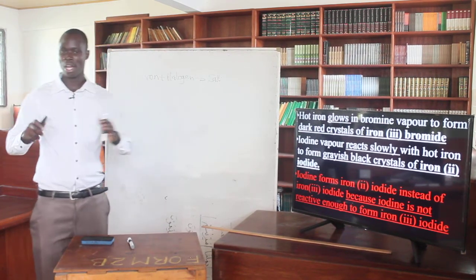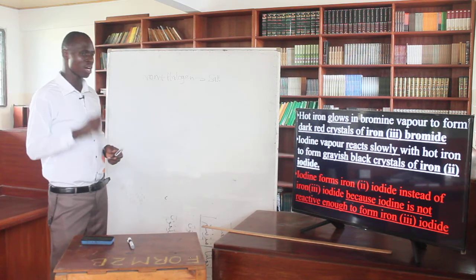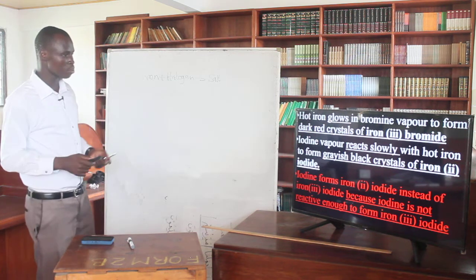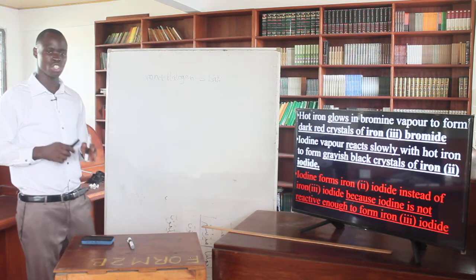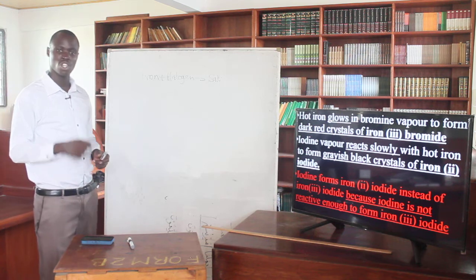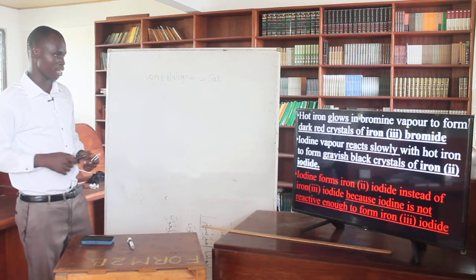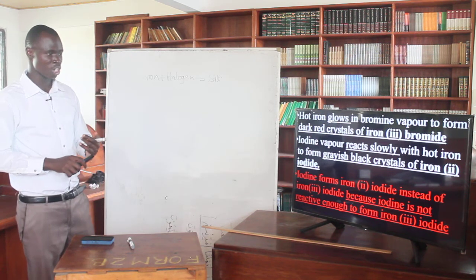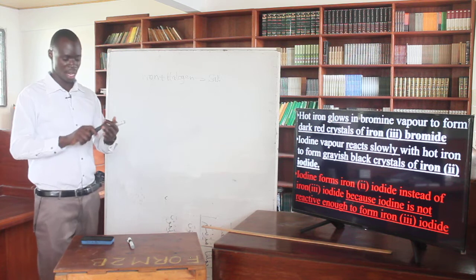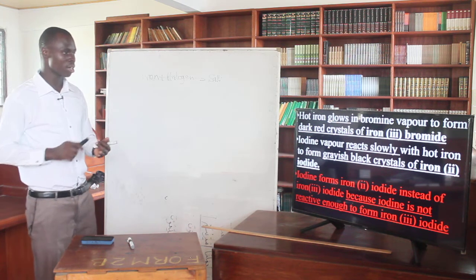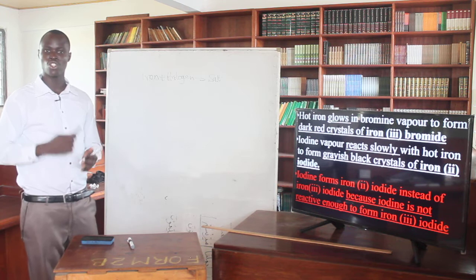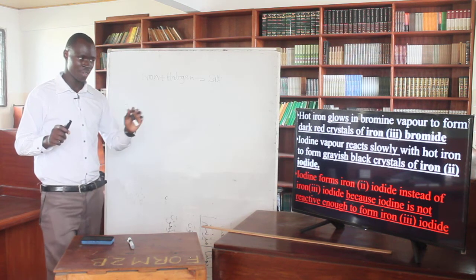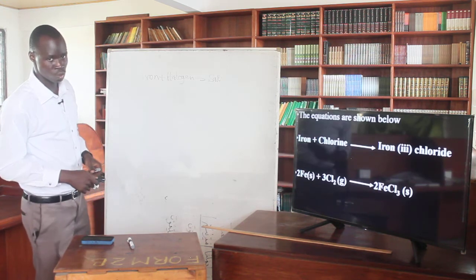Iodine, among those halogens, is the only one that is going to give us iron 2 iodide. This is because iodine is just not reactive enough to give us iron 3 iodide. So you find that chlorine will give us iron 3 chloride, bromine will give us iron 3 bromide, but when it reaches iodine, iodine is going to give us iron 2 iodide. So that's a very important concept that you should be noting.